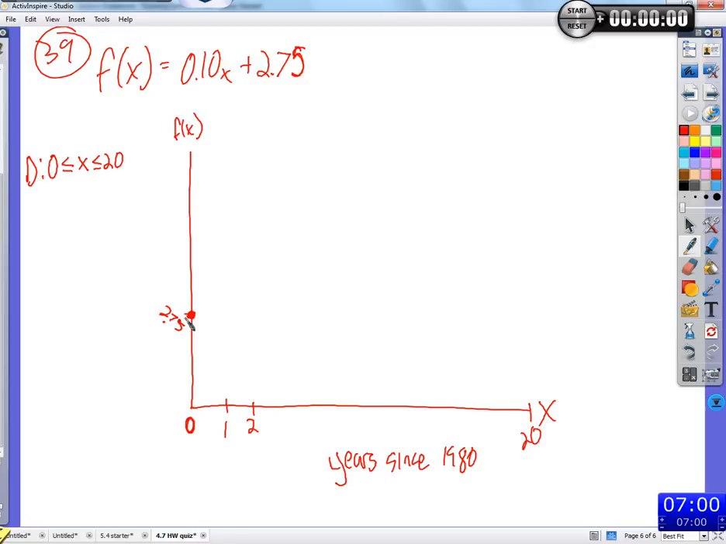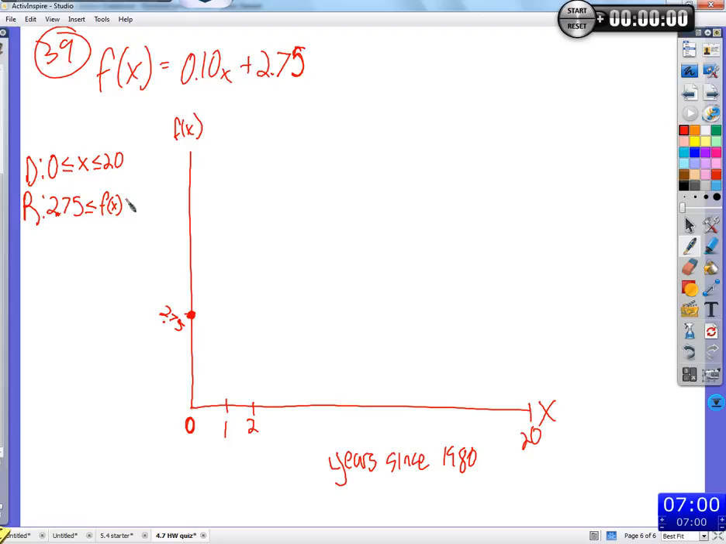And we want to figure out right now the range. So we know it starts at 275. That's the smallest price we're going to get. We already discussed how the price is just going to get bigger. Okay. So that's the smallest value.